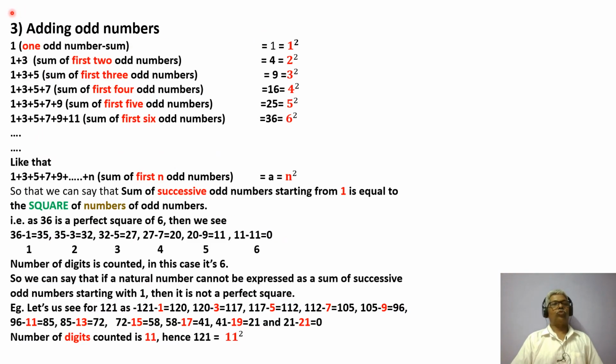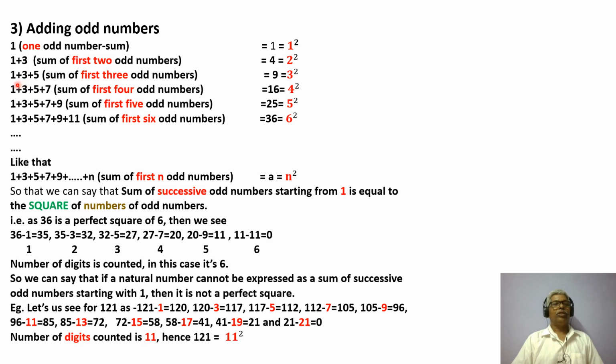After having studied two patterns of square numbers, we are into the third pattern. This is adding odd numbers. It is actually very easy to understand. Just see this. Take one odd number. The sum is 1, 1 square. You will understand it if you go ahead. See, 1 plus 3. We have added the first two odd numbers. So the sum of first two odd numbers is 4. 1 plus 3 is 4, and how many numbers? 2. So 2 square is 4. See, it is very easy.